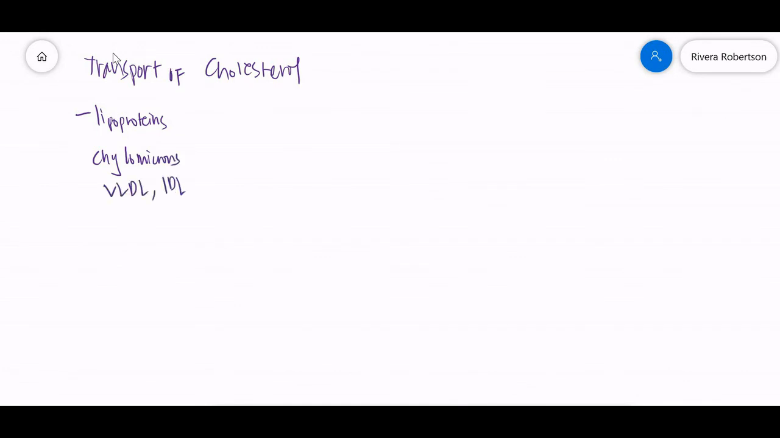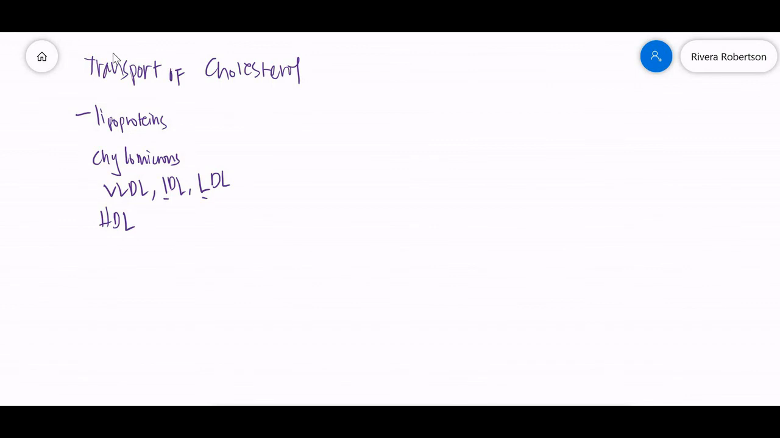Today we're going to discuss the transport of cholesterol in the body. The transport of cholesterol is facilitated by your lipoproteins. In the body, we have different types of lipoproteins, primarily your chylomicrons, your VLDL, IDL, LDL. VLDL stands for very low density lipoprotein, intermediate density lipoprotein, and low density lipoprotein. And we also have your HDL, or your high density lipoprotein.